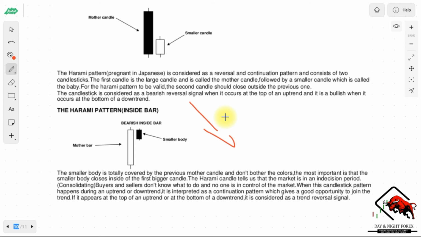If it appears at the top of an uptrend or at the bottom of a downtrend, it is considered a trend reversal. So as we said, you'll be looking for this or that. It just depends on the market structure. It can either be a continuation or a reversal pattern. It depends on where it is actually occurring on the chart, right?